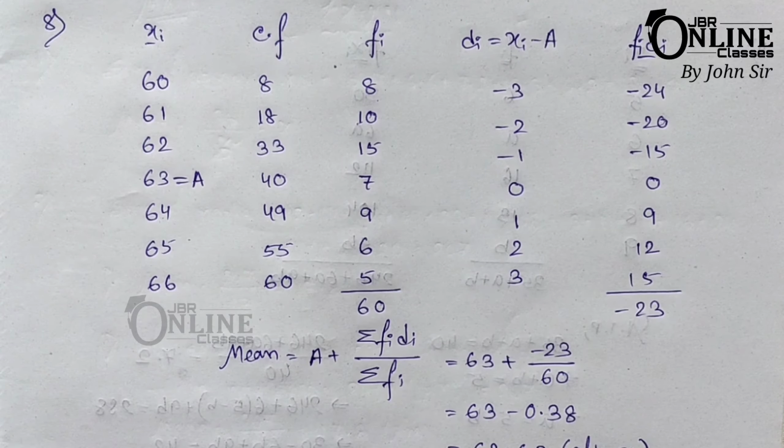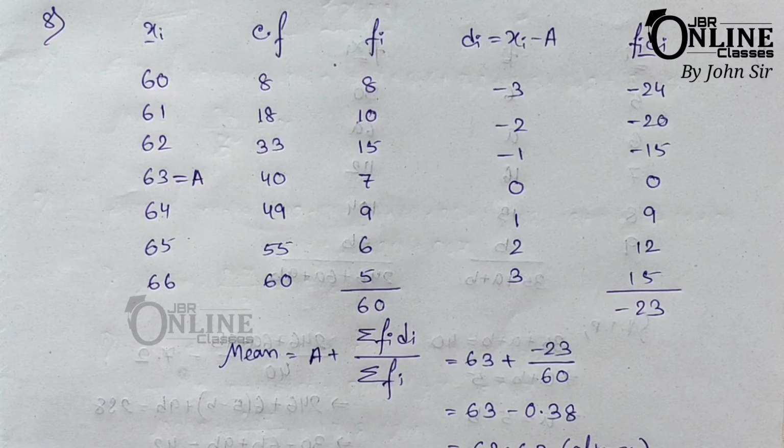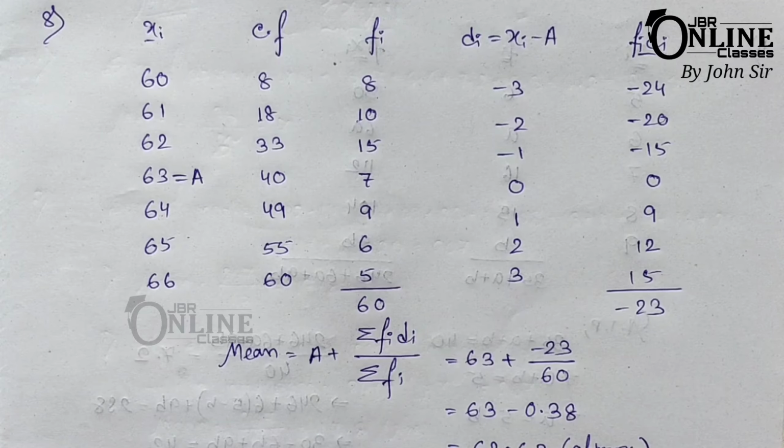Sum number 7 will be the same as sum number 6. So I hope you can solve this problem. Now I am going to solve sum number 8. In sum number 8, find the mean of the following distribution by shortcut method. Okay, the previous one was direct method and this one is shortcut method.